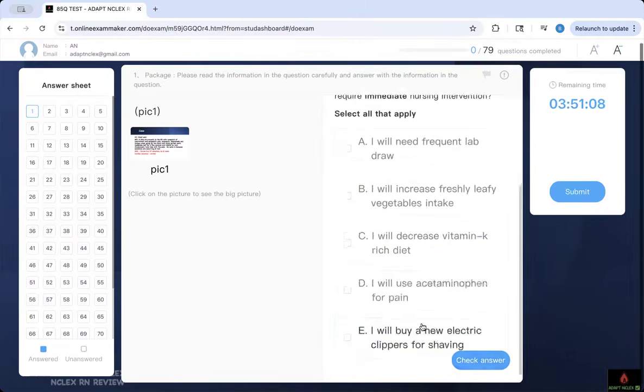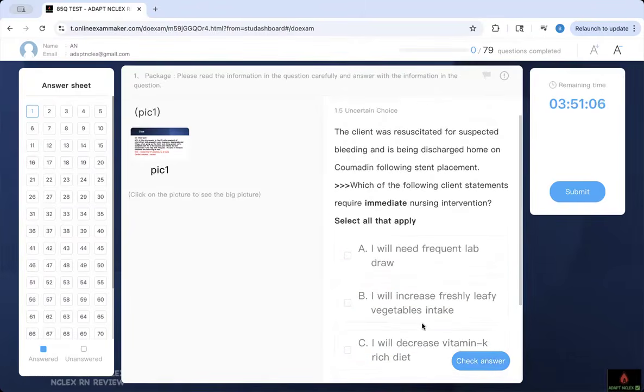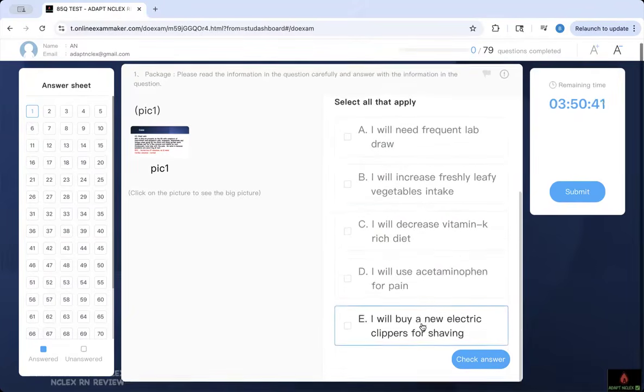So that's the patient. The client was resuscitated for suspected bleeding and is being discharged home. Now he's going home with Coumadin following the stent. Which of the following statements require immediate intervention, right? This is the same thing you know. They put it in a case form. If you have Coumadin, I got to teach you. So case study is just a collection of things you know. Now patient is going on with Coumadin and he has a stent. What would you teach them?